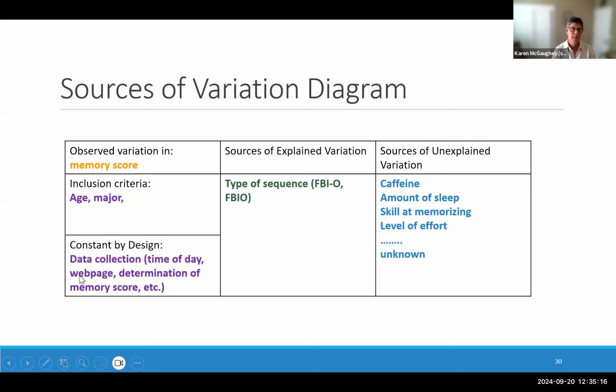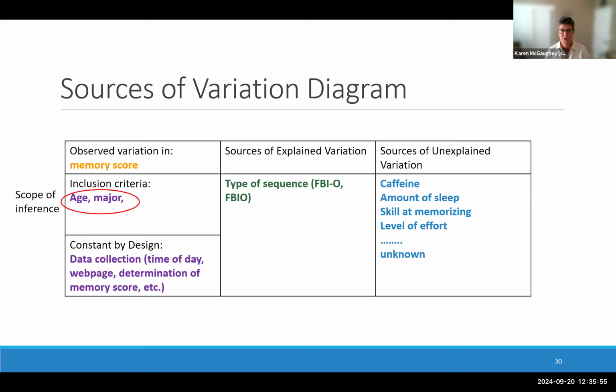And so these things over here on the left, we're sort of saying, well, those are likely not causing variation in our response, memory score. Although, we could have a little bit of a discussion about inclusion criteria. If you do have differences in age, even if age is an inclusion criterion, that may still cause some variation. But having a tighter range of age is likely to cause less variability than if we had a broad range, with something like memory, anyway.